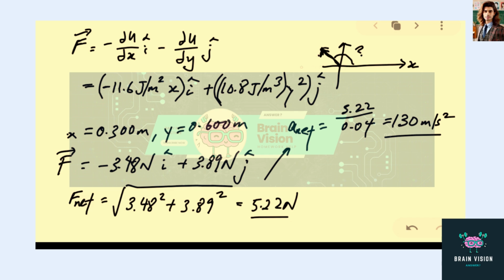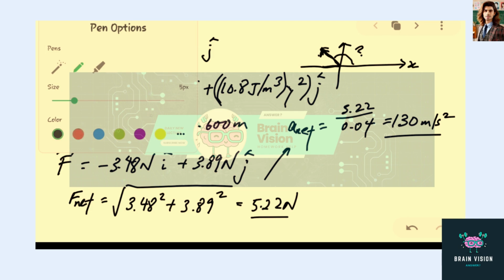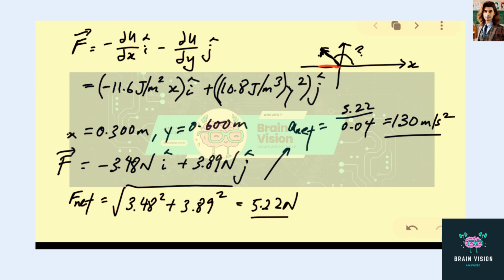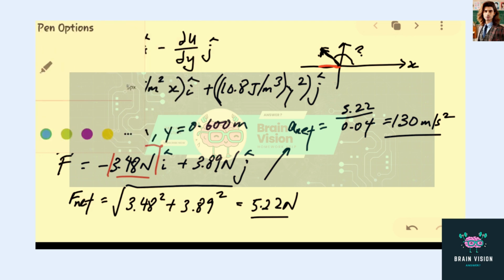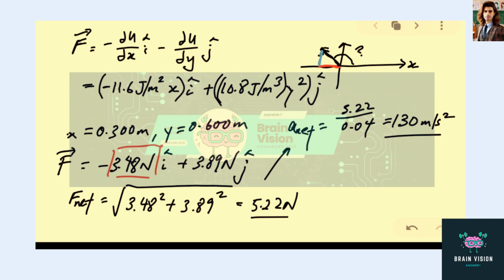We know that the magnitude of the x component of our force is this value, and the y component is this value. So in order to get the big angle over here, we can get the small angle inside, and then we take 180 degrees minus the small angle. So the small angle is basically the tangent inverse of 3.89 divided by 3.48.